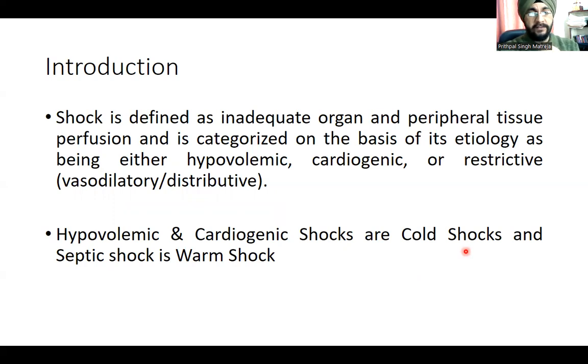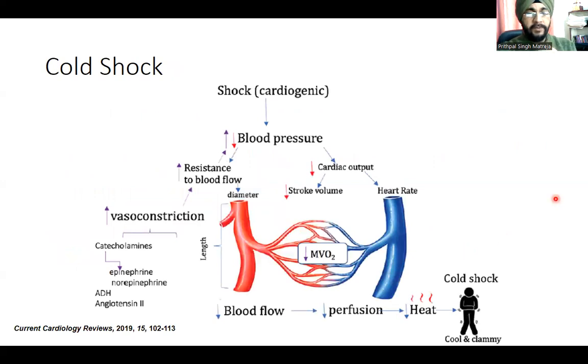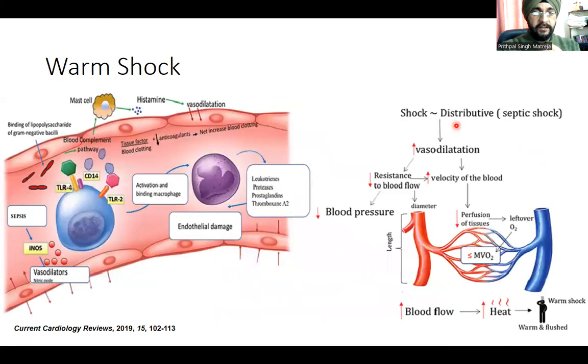Now, what exactly is this cold shock? When we talk about this shock, there is a change in blood pressure, which leads to a change in the resistance of blood vessels as well as a decrease in cardiac output. This decrease in cardiac output results in a decrease in stroke volume, which further causes an increase in heart rate, and there is vasoconstriction because of the release of catecholamines, thereby causing vasoconstriction of blood vessels of the peripheries, leading to cold and clammy skin. This is what they say about cold shock.